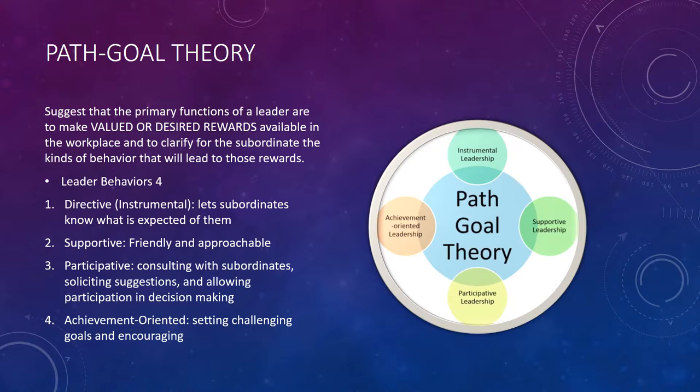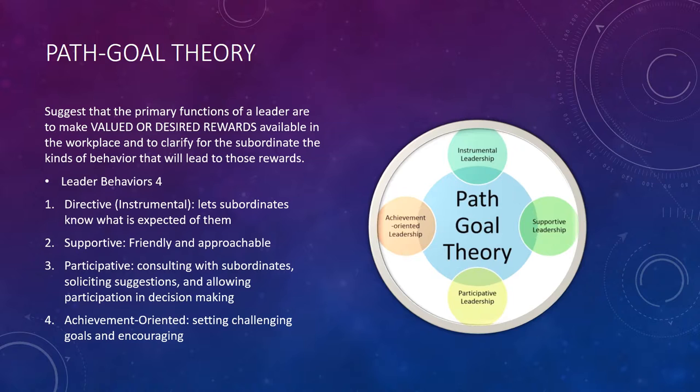The path-goal theory suggests that the primary functions of a leader are to make valued or desired rewards available in the workplace and to clarify for the subordinate the kinds of behaviors that will lead to those rewards. There are four leader behaviors.